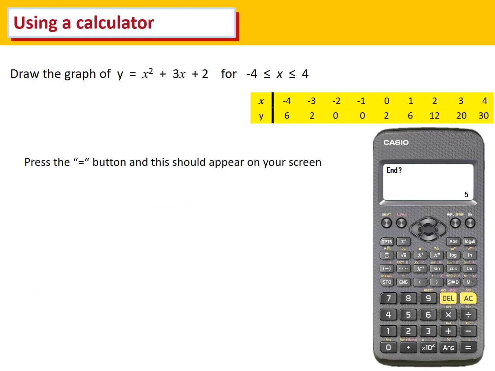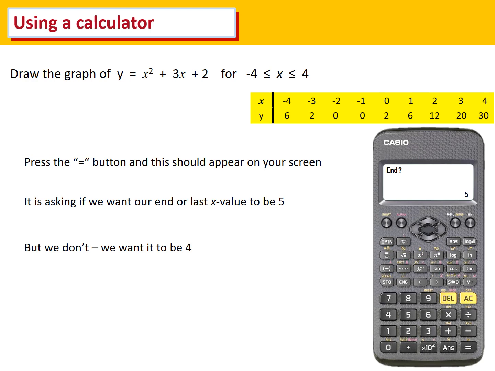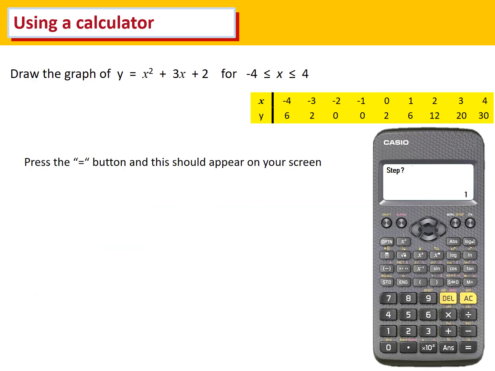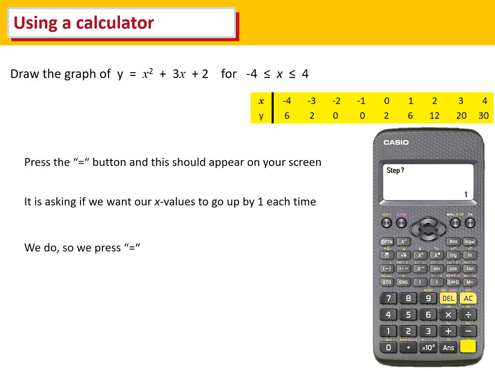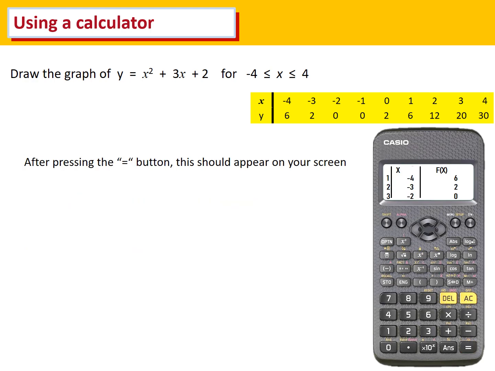When we do that, we end up with the end question, which is asking us whether we want our end x value to be 5. But we don't. Our last x value is 4, so we press 4 followed by equals. And then we end up with another question which says, do you want the step to be 1? i.e., do you want your x values to increase by 1 each time? Which we do. So we just press equals. And when we press equals, that table should appear on our screen.